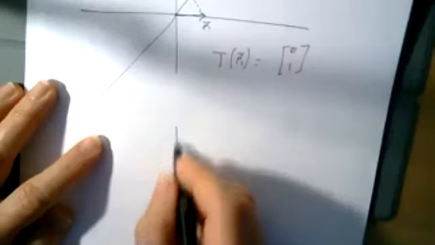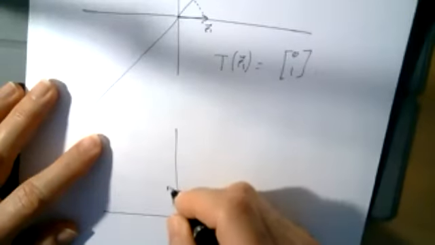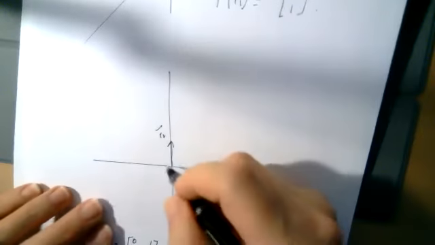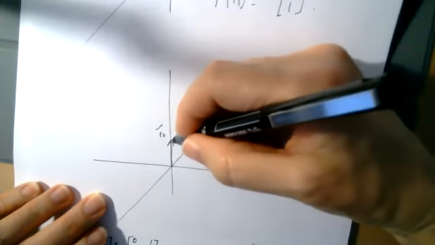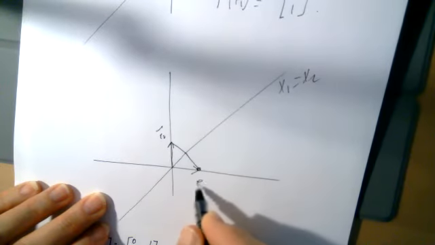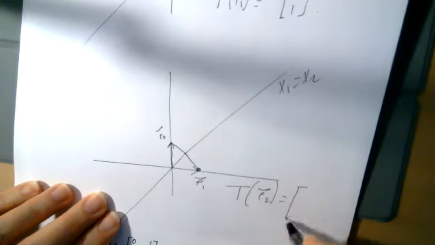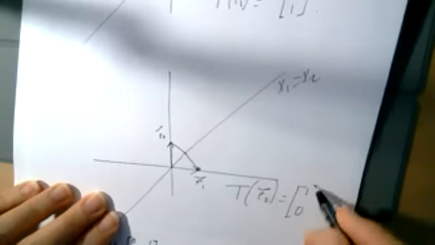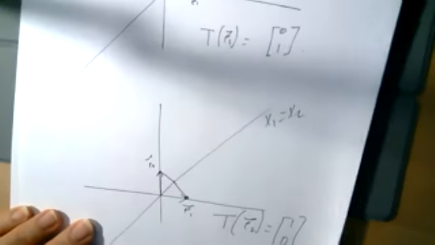Now, I'm going to do the same for E2. What is T of E2? This is my vector E2, and I'm going to reflect it across x1 equals x2. I reflect E2, and we're going to have E1. So T of E2 is going to be the vector 1, 0. So T of E1 is 0, 1, and T of E2 is 1, 0.